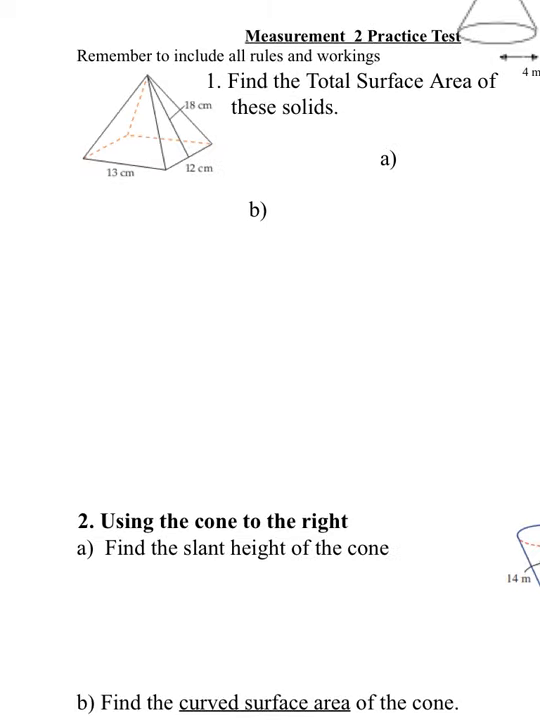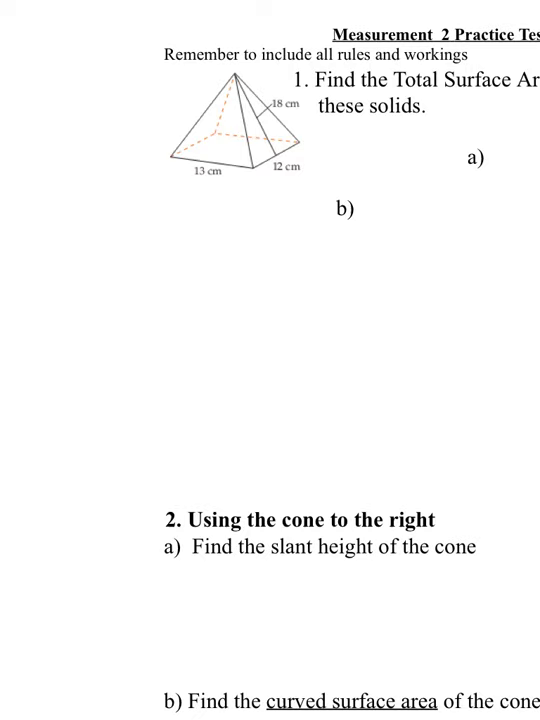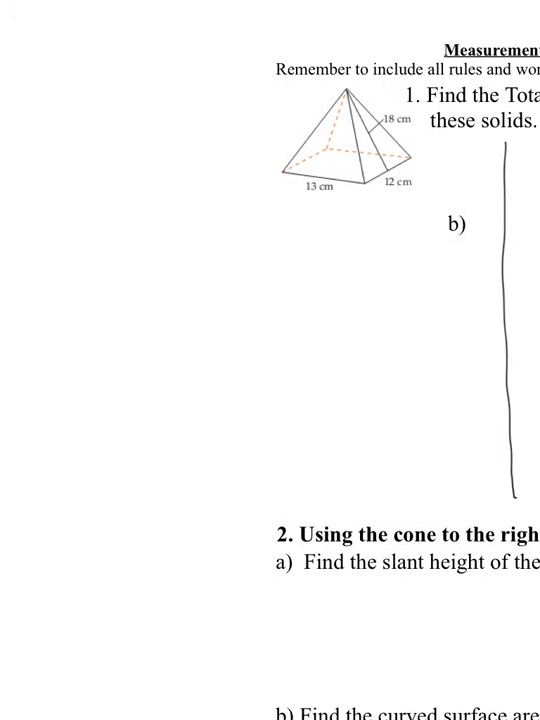All right, so we're going to start with question 1. We've got to find the total surface area of a pyramid and a cone. I'm going to start with the pyramid. What I'm going to do is just draw a line down the middle to separate the 2 questions. Cool, so we've got a pyramid there, guys.